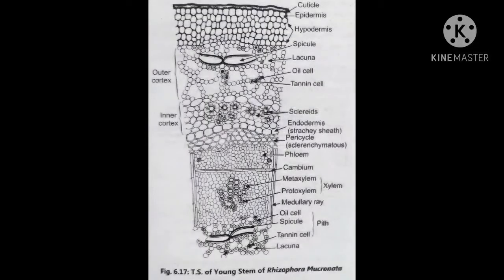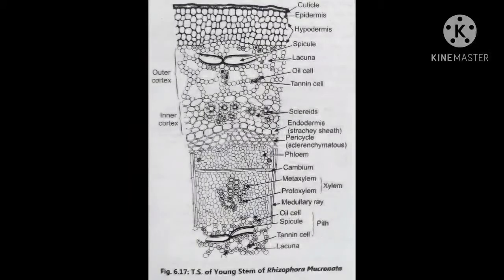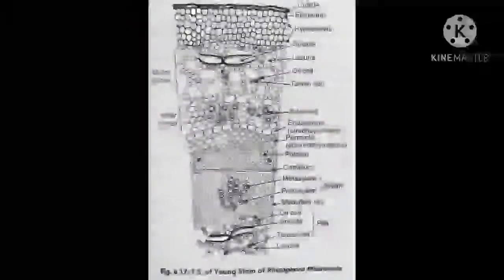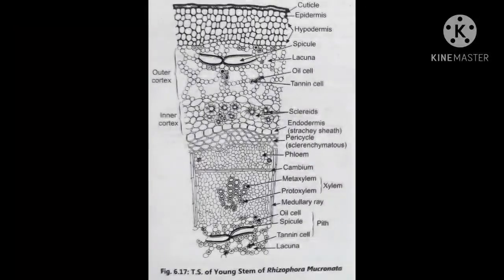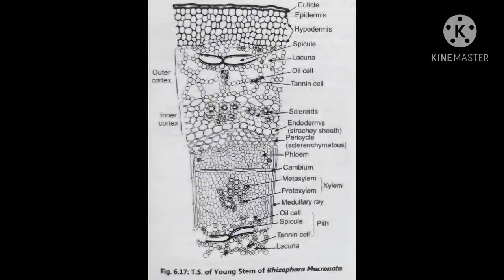Outside there is the phloem. On the inner side there is the xylem. Xylem is also very well developed, and at the center there is a pith, parenchymatous, with empty spaces called lacunae, tannin cells and oil cells, and it also shows the presence of spicules. This is the ecological adaptations, or the internal structure, of the halophyte stem. You also have to refer to this for the detailed study of the anatomical adaptations in the halophyte stem.